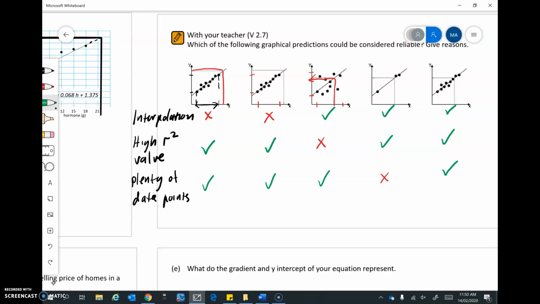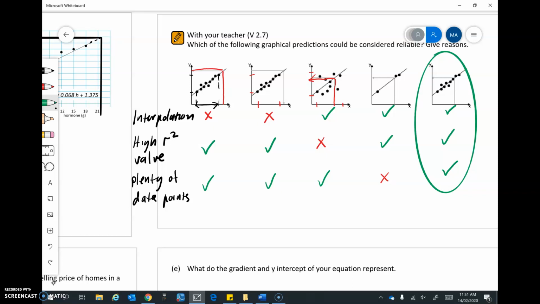And this graph here also has lots of data points. Okay, so we can see that of all these options, it's only the last one that ticks all the boxes. It's an interpolation to begin with. Now, even though these 2 on the far left tick the other boxes, the fact that they're extrapolations means that they're unreliable. Doesn't matter if we have a high R squared value and lots of data. If we're making extrapolations, that's always unreliable.